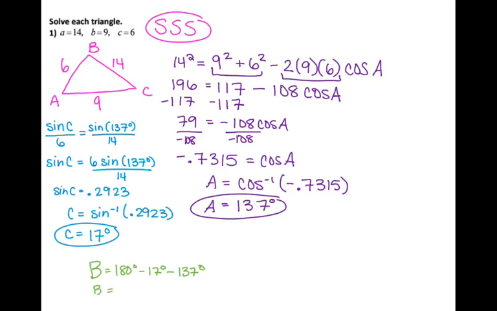So let's see what angle B is. I have 180 minus 17 minus 137, which gives me 26 degrees. And now my triangle is solved because I have all three sides, which were given to me, and I now have all three angles.